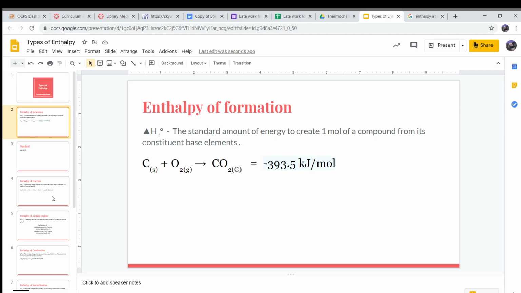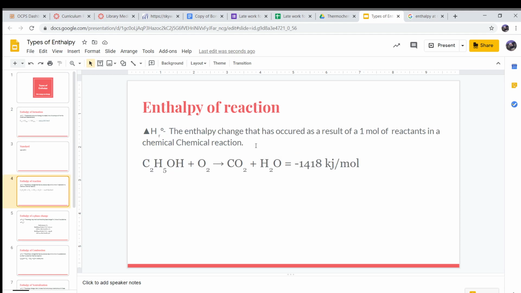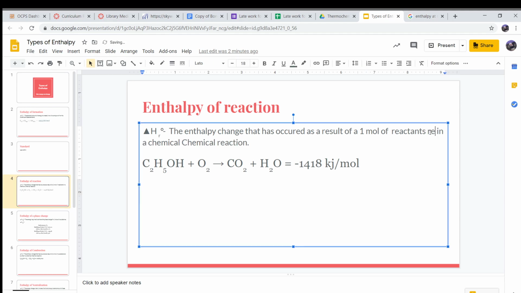The next type of enthalpy tabulation that you may use is the enthalpy of reaction. In truth, this one is usually the laziest type of enthalpy because the entire reaction's already figured out. So it's a useful one to have tabulated if it's already there. Again, you'll notice that we have delta H, which just means change in enthalpy at standard state, and R. This is the enthalpy change that occurs as a result of 1 mole of reactants reacting in a chemical reaction.